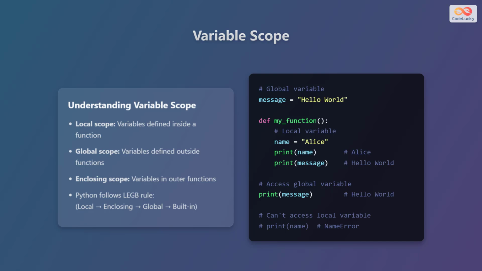However, if we try to print name outside the function, it will raise a NameError because name is a local variable that is only accessible within the function.